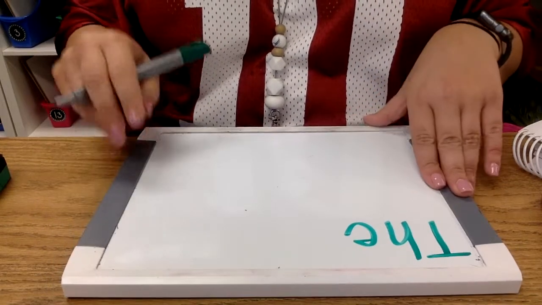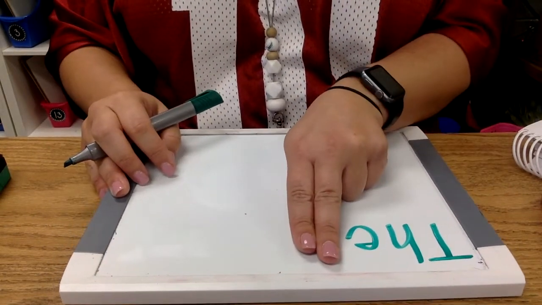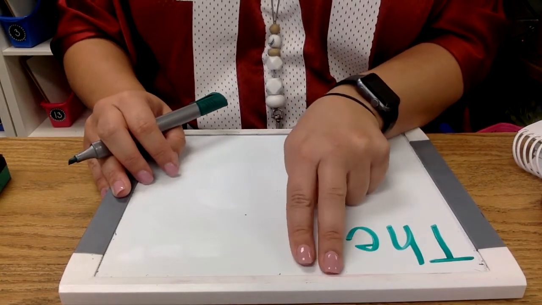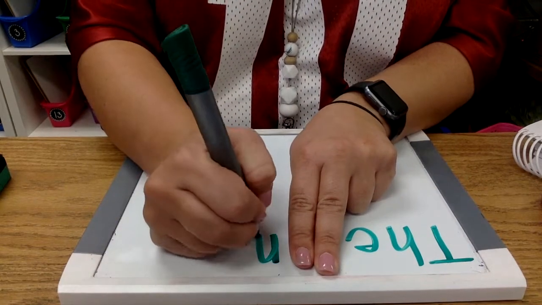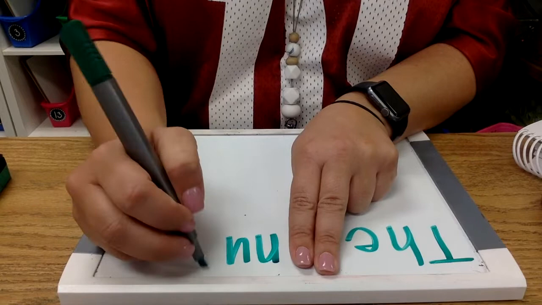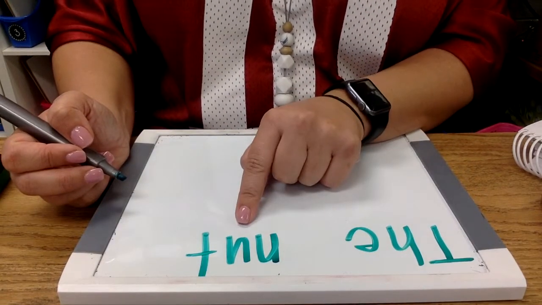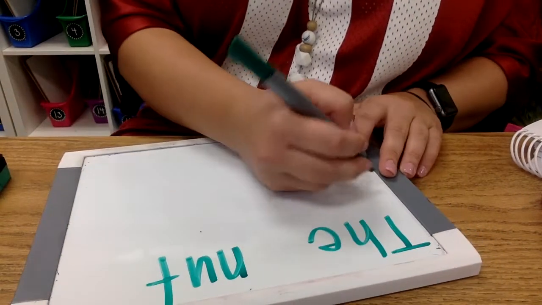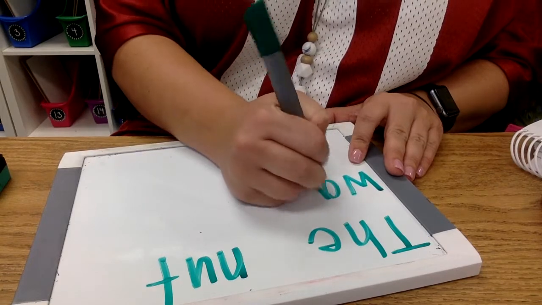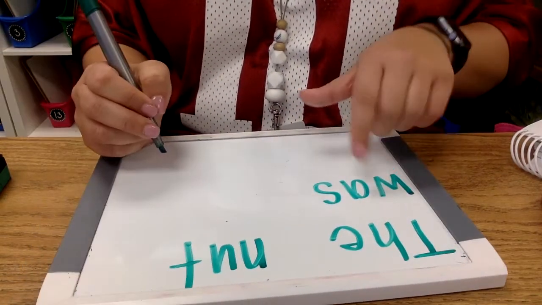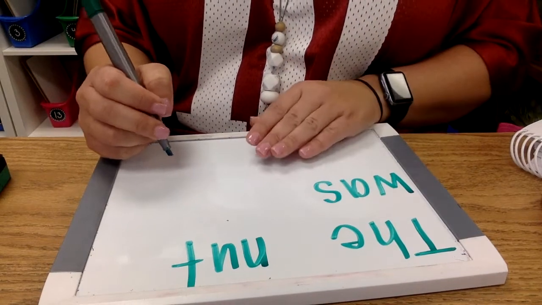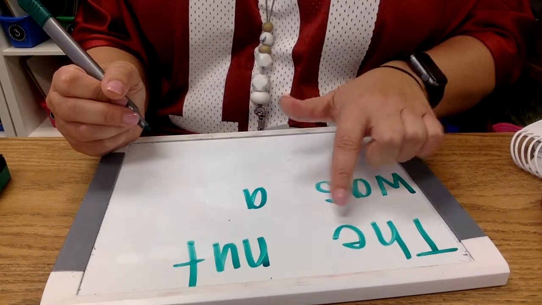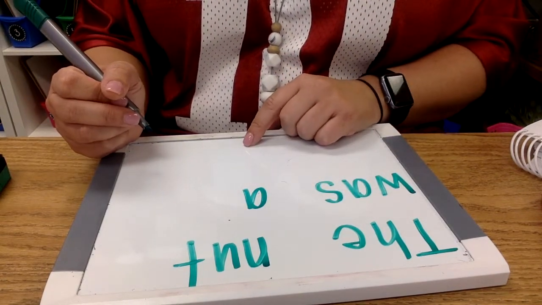Okay, and I need to make sure that when I am writing sentences, I am putting 2 finger spaces in between my words. So the nut, the nut. The next word is a red word, was, and we know was is spelled W-A-S. The nut was a. We know that's a red word too, spelled with an A.